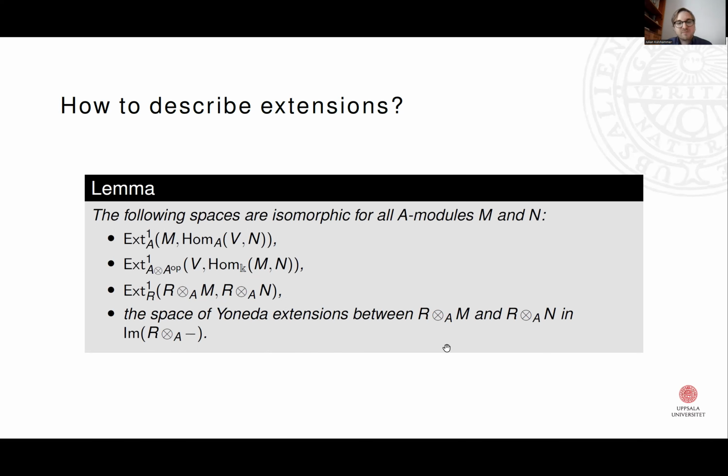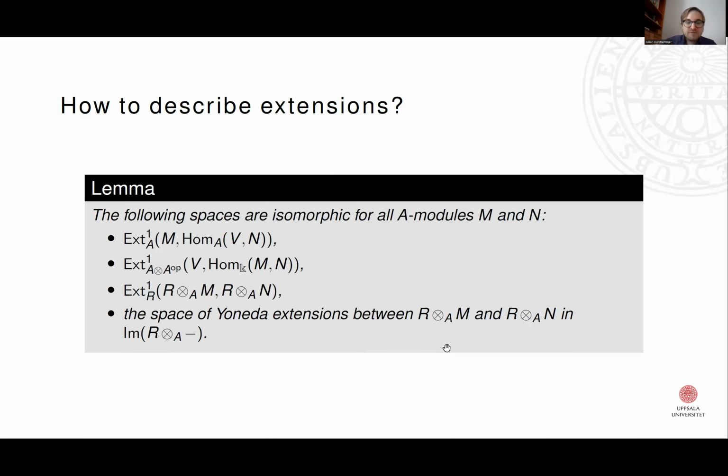Yeah, all these spaces are isomorphic. Okay. So I won't give the proof of this lemma. I think the main parts of this lemma are due to Ovsienko, some unpublished notes.